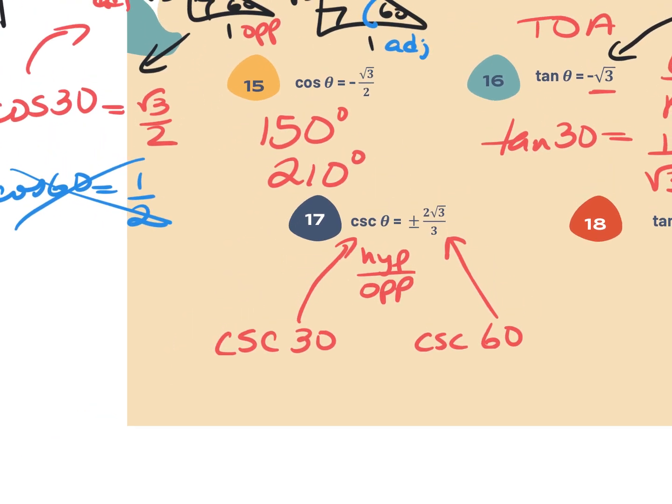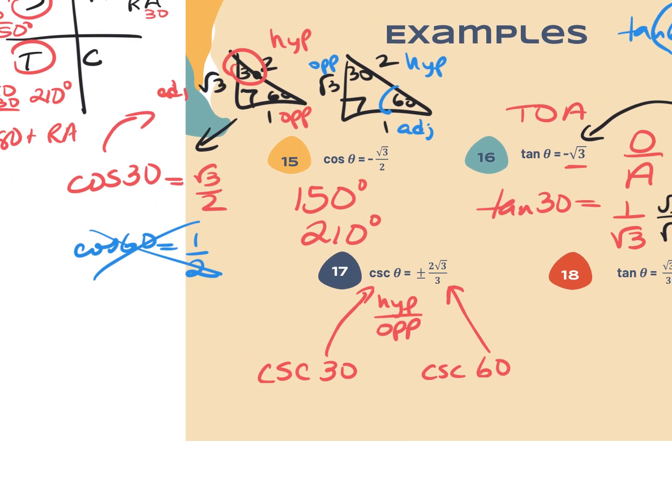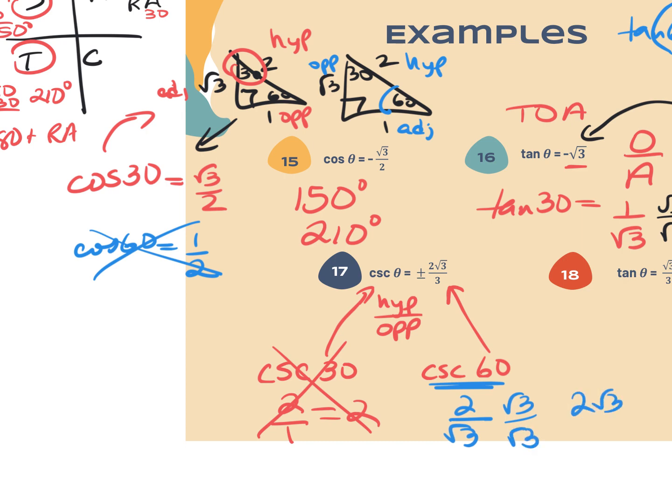So again, if I look at my triangles up here, so for the red one, hypotenuse over opposite is going to be 2 over 1, which is 2. That one doesn't work. So now if I do the blue triangle and I do hypotenuse over opposite, and then when I rationalize, now it looks like what I started with. So my reference angle is 60.